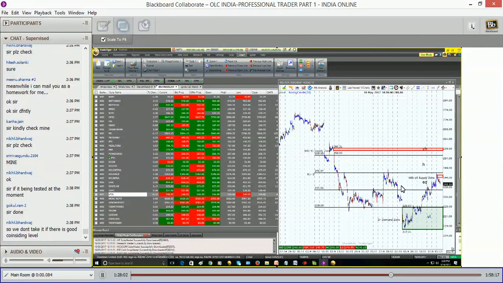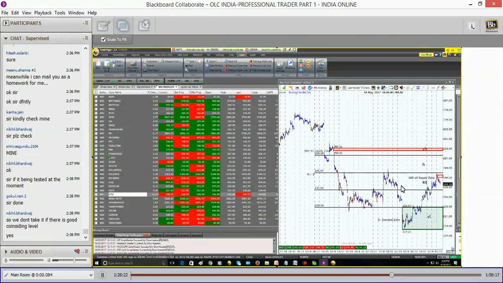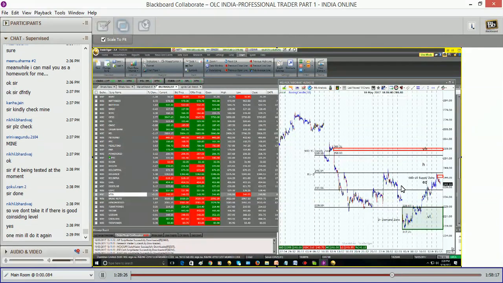So we don't take it if there is a good coinciding level. Nikhil, the steps to mark my location is I mark the closest fresh untested supply and my closest fresh untested demand. That's how we do it, correct? So this level was tested, hence we can't take it. Meanwhile, let's look at Antony's.